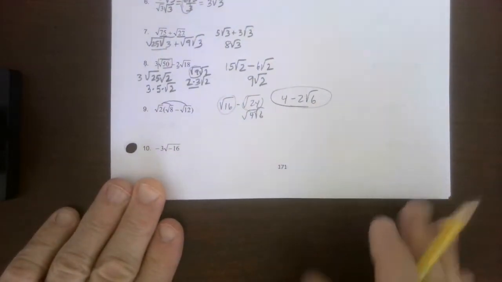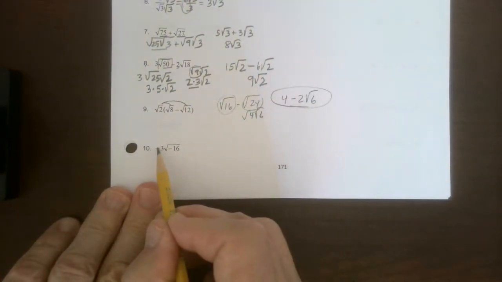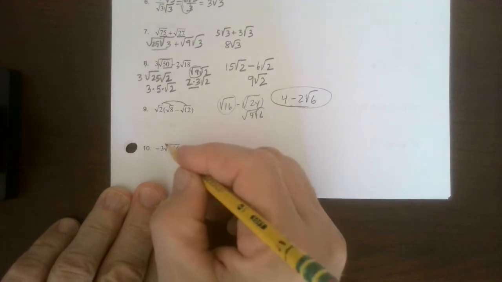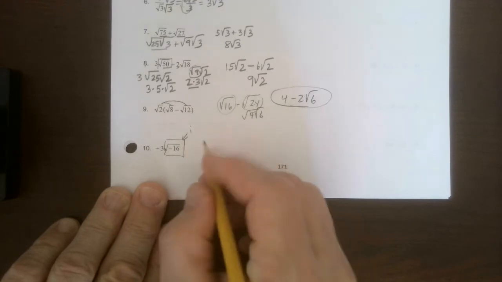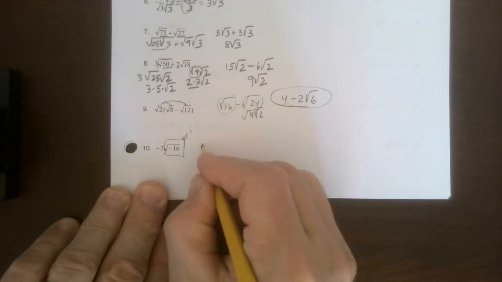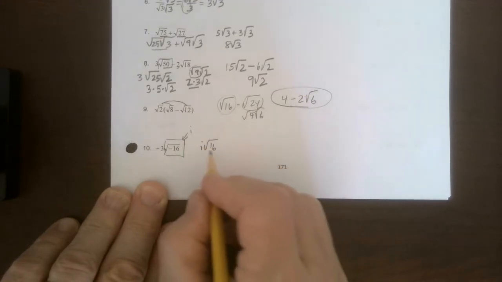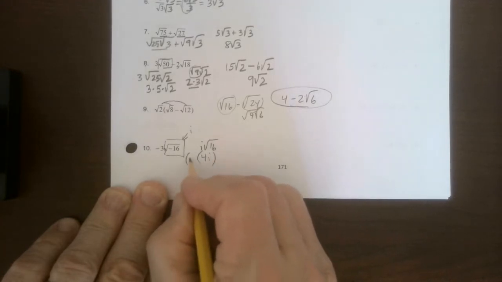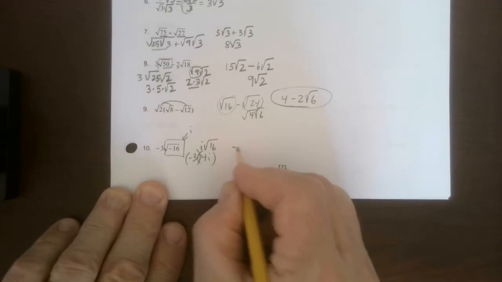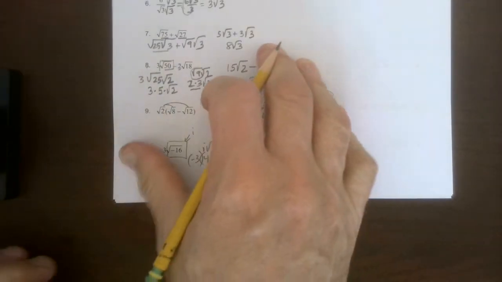Number 10, do not think that you're multiplying these two negatives. You're supposed to concentrate on this and say, hey, I can take an i out of this. So that would be i square root of 16, which is the same thing as 4i times negative 3, giving us negative 12i.